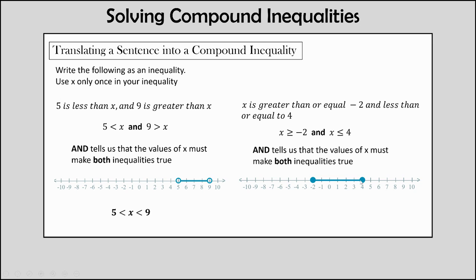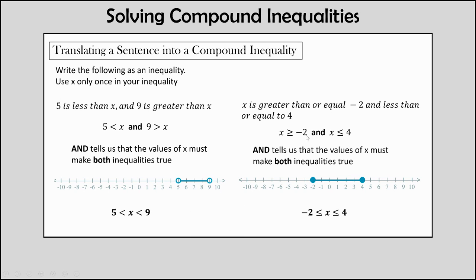So that would look like this graphically. All these numbers I have shaded in here are numbers that are bigger than -2 and less than 4. So all these numbers fit both criteria up here. And again, the solid is because of the equal to in both cases. Now if I was to write that as one inequality, with only one X in the answer, I'd write it like this: X is greater than or equal to -2 and X is less than or equal to 4.